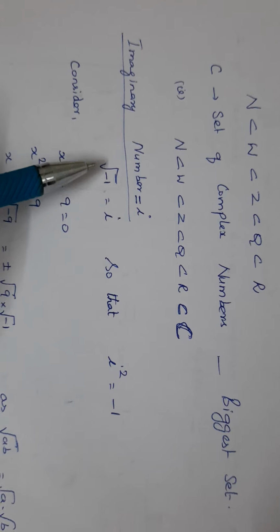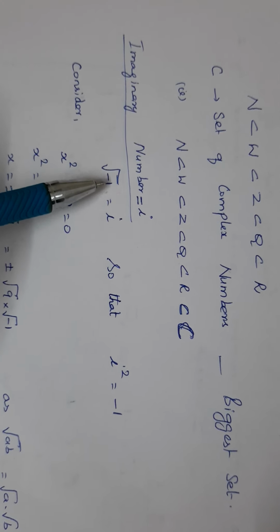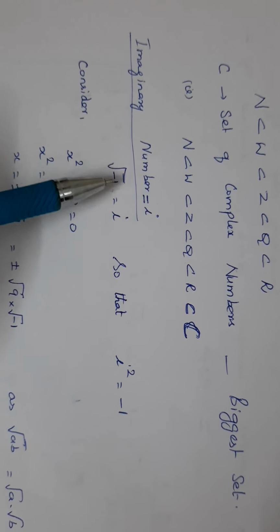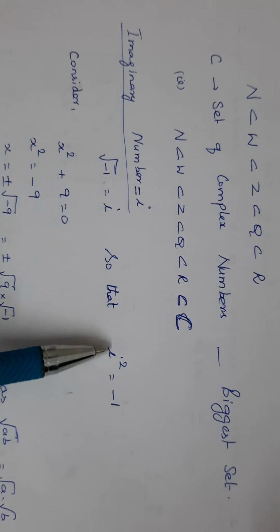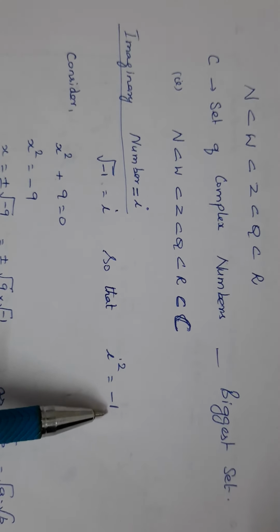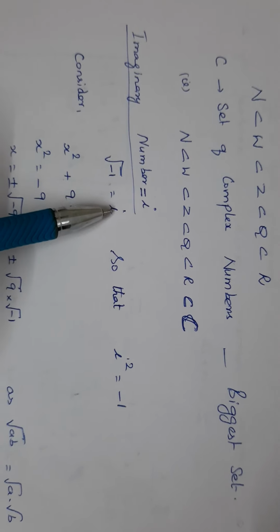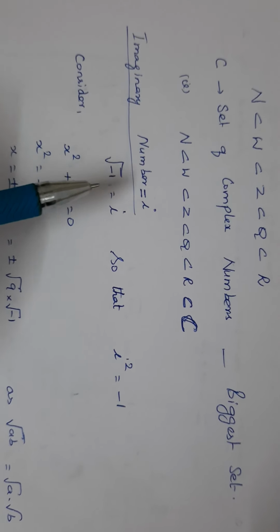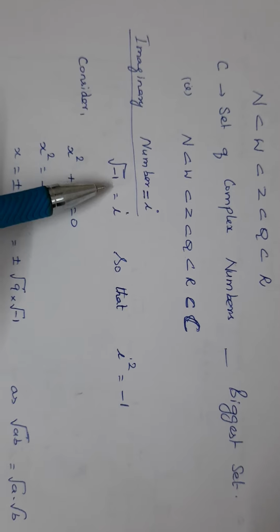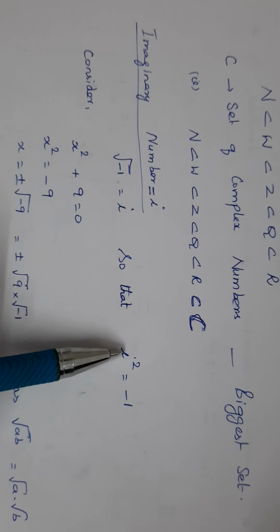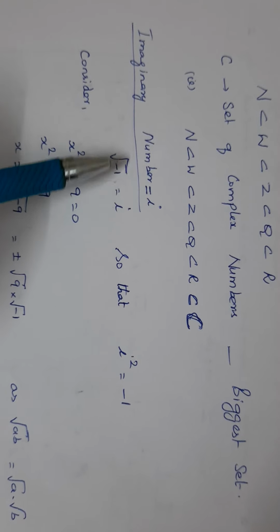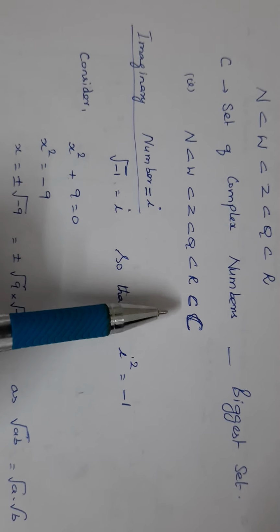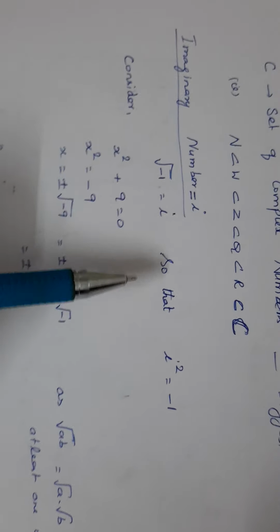You never heard about the square root of a negative number. So that's why they have defined square root of -1 as i. That means when you square it, i squared will be equal to -1. So this i is called imaginary number and its value is root of -1. So what will be i squared? i squared is equal to -1. So this is going to take an important part in the complex number.